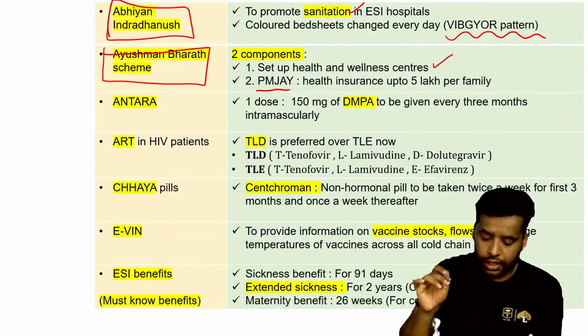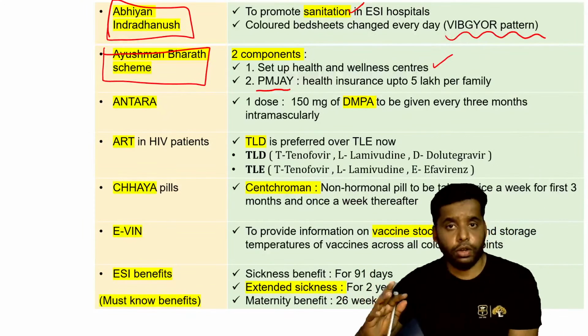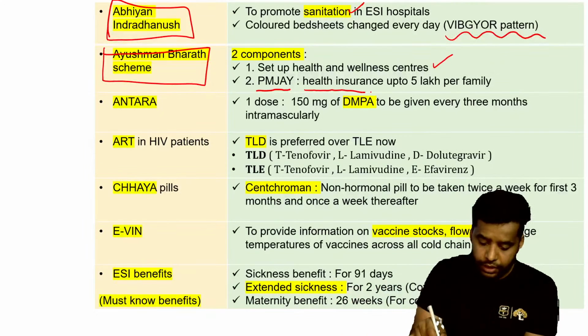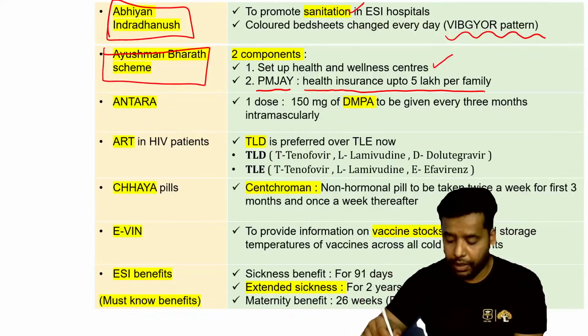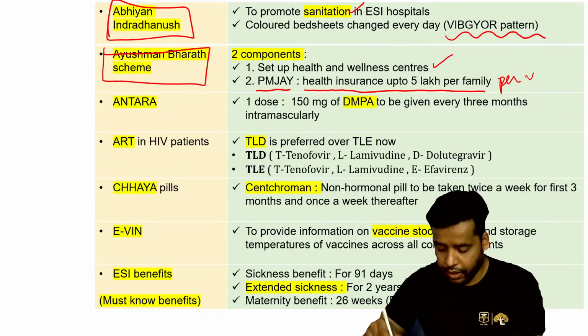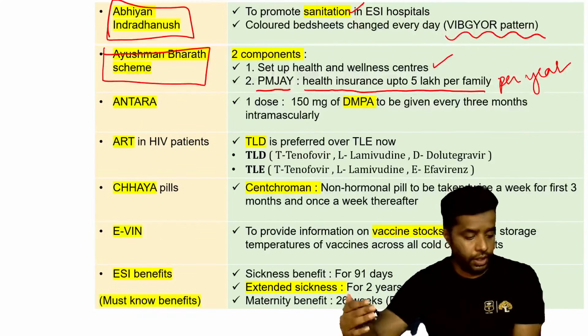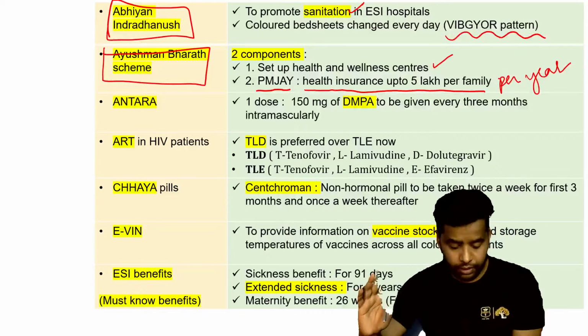Pradhan Mantri Jan Arogya Yojana is one more component under Ayushman Bharat. What they are doing, health insurance is given up to 5 lakh per family per year. So every year they are insured for 5 lakh rupees. That is Pradhan Mantri Jan Arogya Yojana. These two are components under Ayushman Bharat.